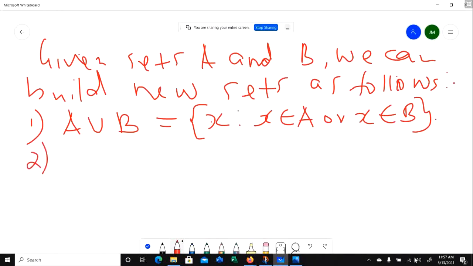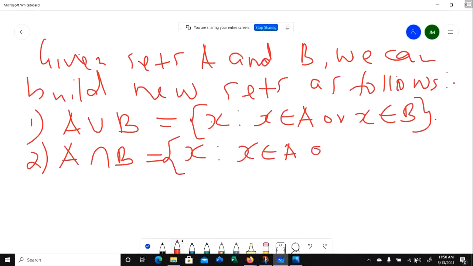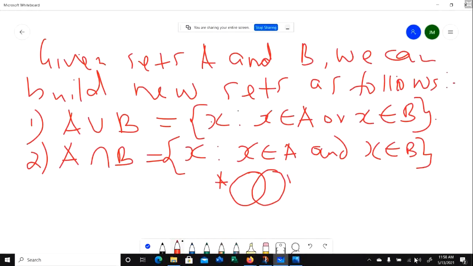Another set we can build is the intersection. If we take A intersect B, again we recall from set theory that the intersection of two sets is the set of X such that X is a member of A and X is a member of B. So this one we found, we say that the intersection of A and B, this is the set A, this is the set B, is this one. The region which is common to both A and B, that is the intersection. So you find that the intersection is a smaller set compared to the union.